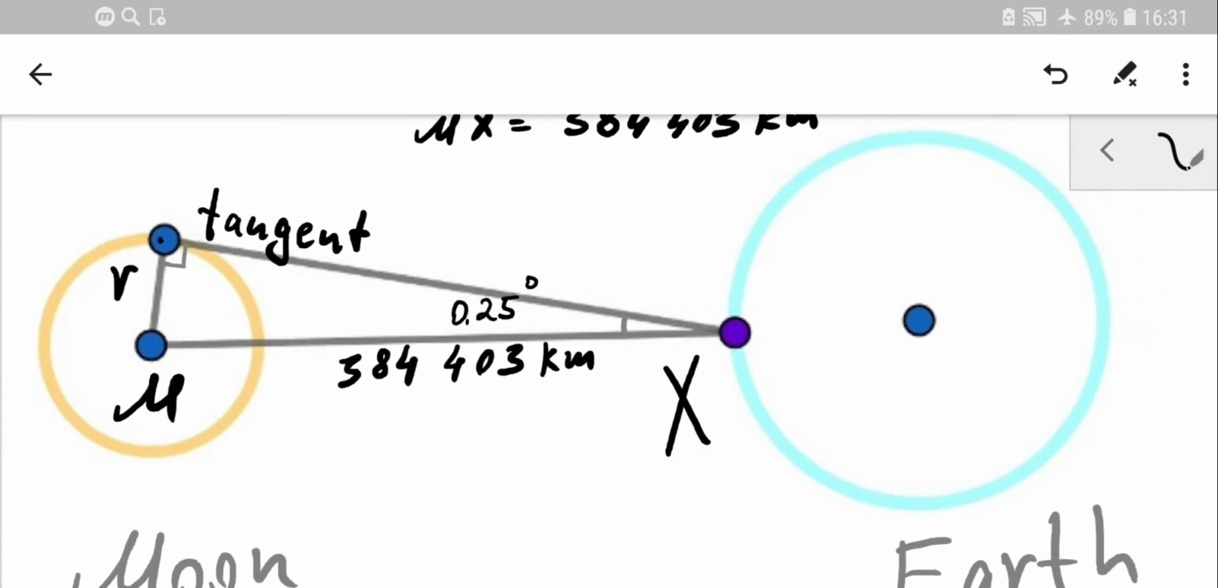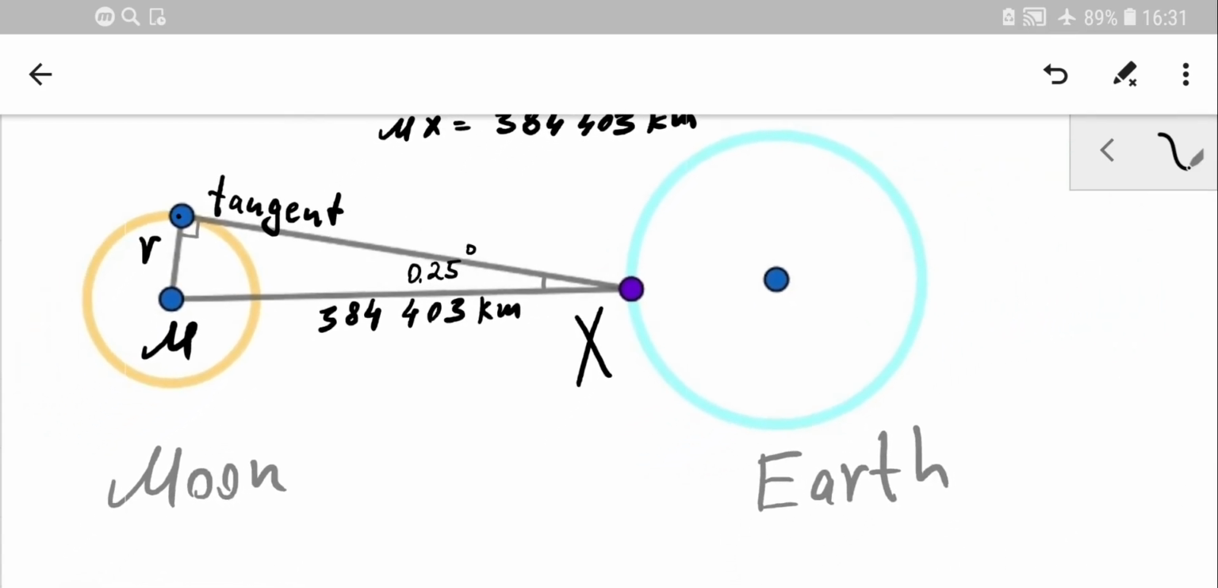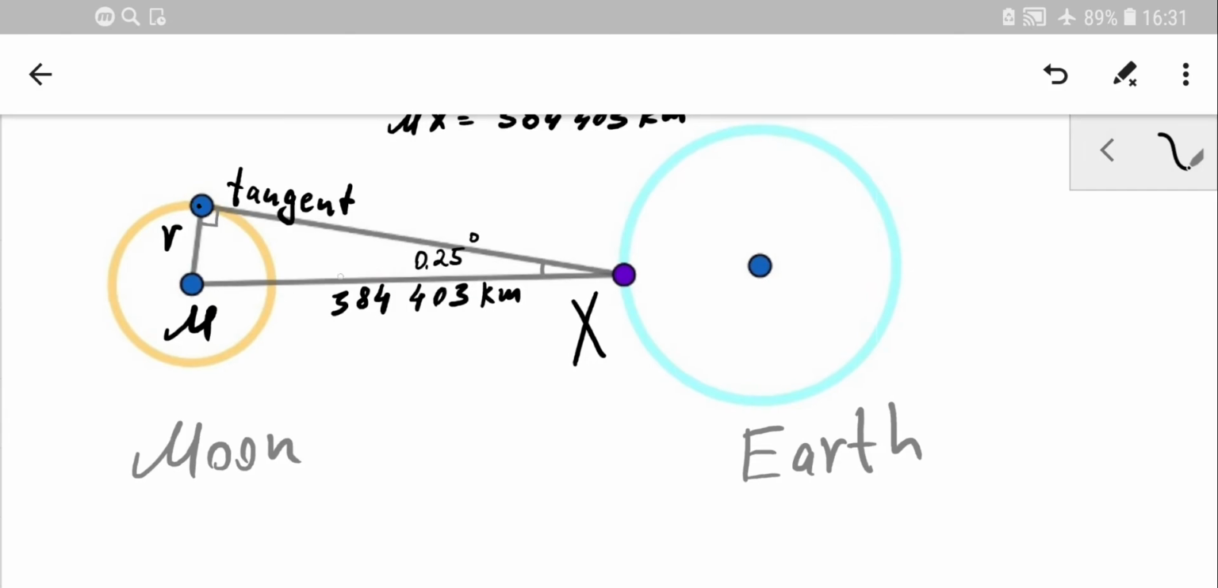Okay, so what we can do, we can set up a trigonometric ratio. All right, so what we have? We have MX as hypotenuse, we have the angle, which is 0.25 degrees, and we want to find the opposite leg to that angle. So we can set up the sine ratio, so it tells you that the opposite side to the angle is simply hypotenuse, basically the distance MX, times sine 0.25 degrees.